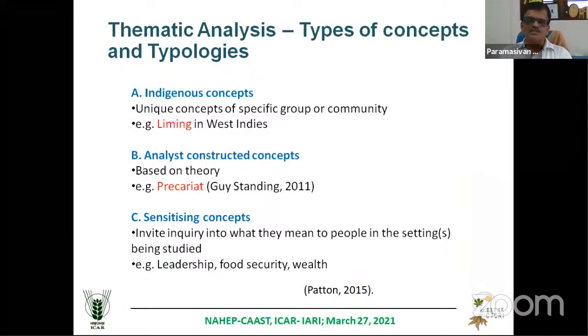And in thematic analysis, sometimes you may get new concepts there. So one is indigenous concepts. In the West Indies, there was a training program conducted. After that, they used verbatims, collecting open-ended responses on the effectiveness of the training program. From there, they were all getting a word, liming.